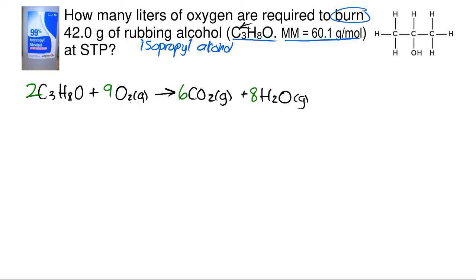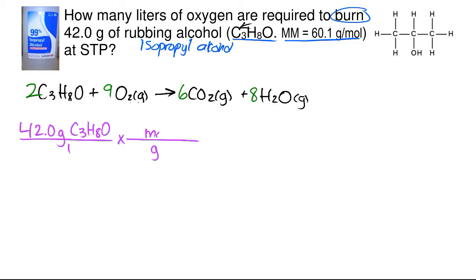We're going to start off with what we know. We have 42.0 grams of C3H8O over 1. I need to turn those grams into moles. Remember to be specific with what is actually being converted at the time. The molar mass is given to you to save you some time. 1 mole of isopropyl alcohol has a mass of 60.1. And once we have moles of that, we're going to go from moles of isopropyl alcohol to our target.